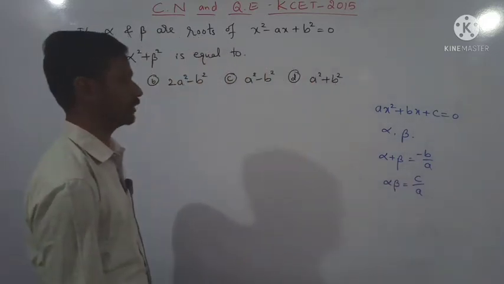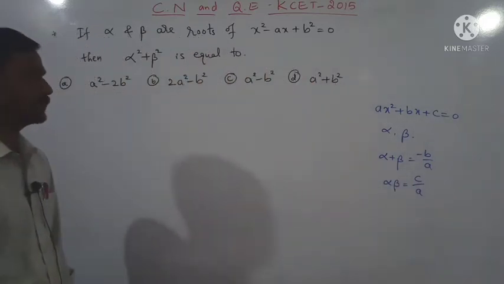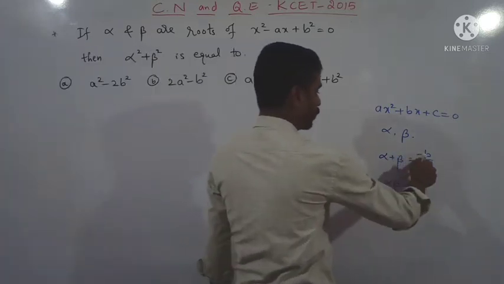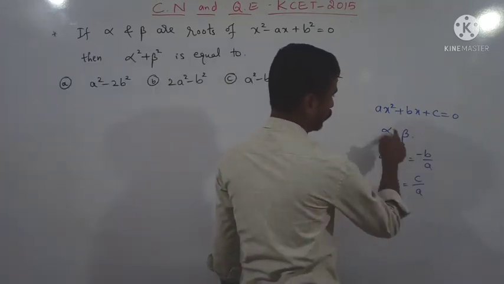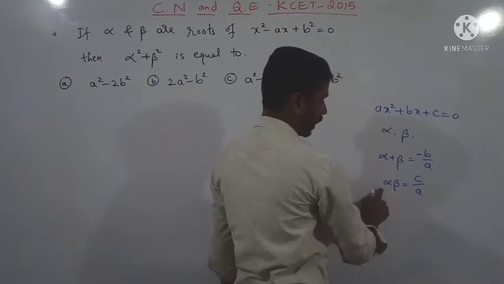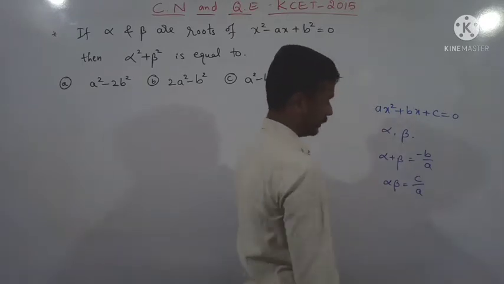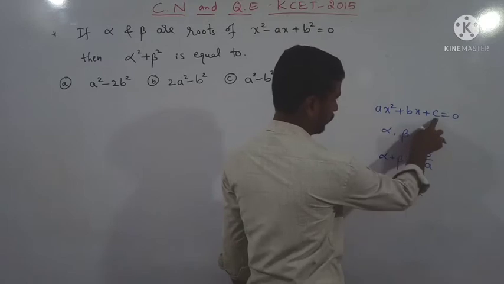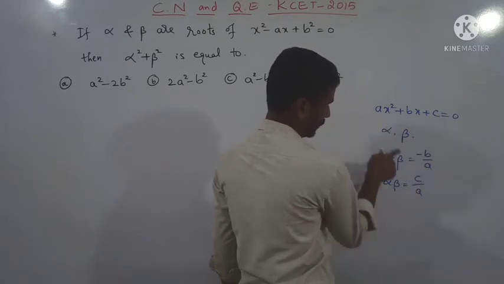These two results you should know. Sum of roots alpha plus beta is given by minus b by a, that is minus of coefficient of x divided by coefficient of x square. Alpha into beta, product of roots, is equal to c by a. C means constant divided by coefficient of x square.